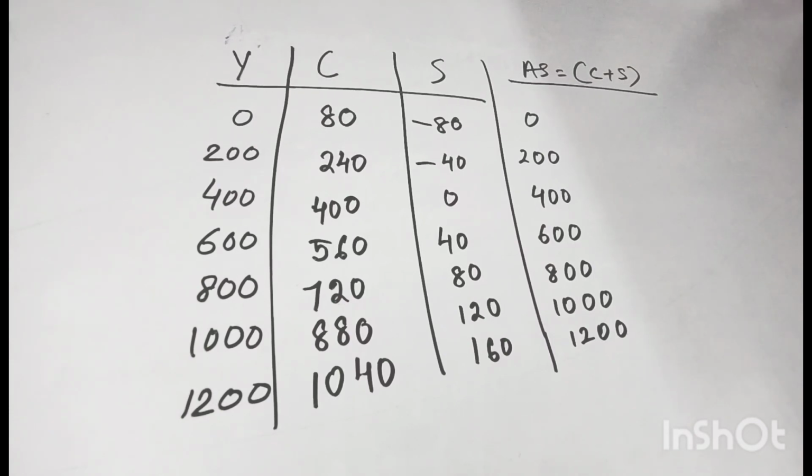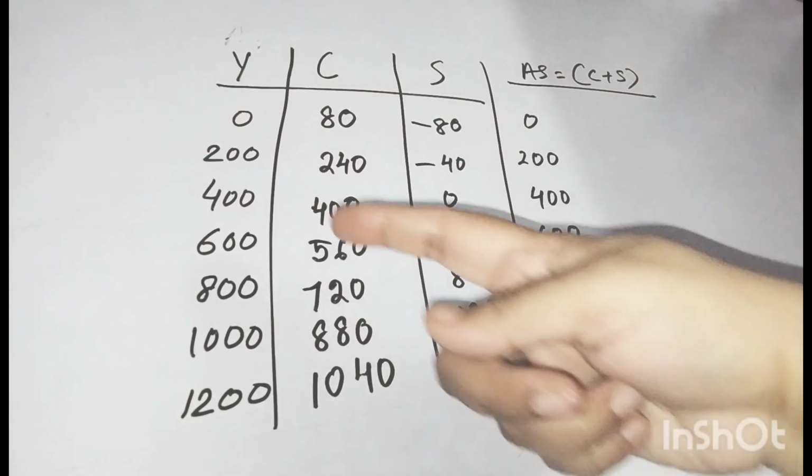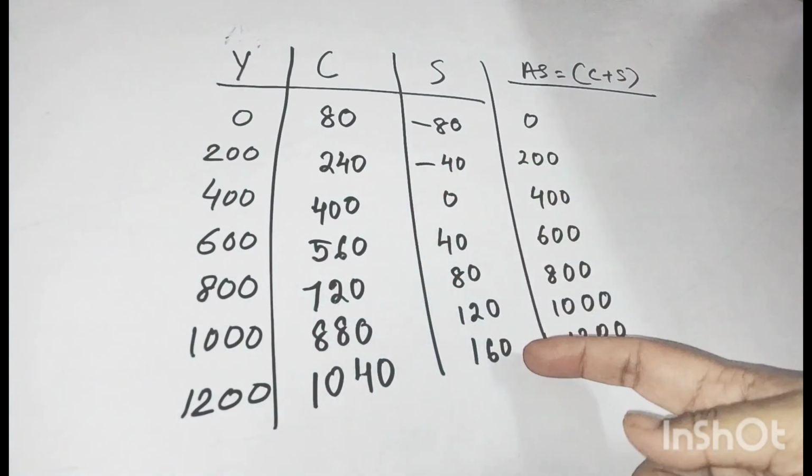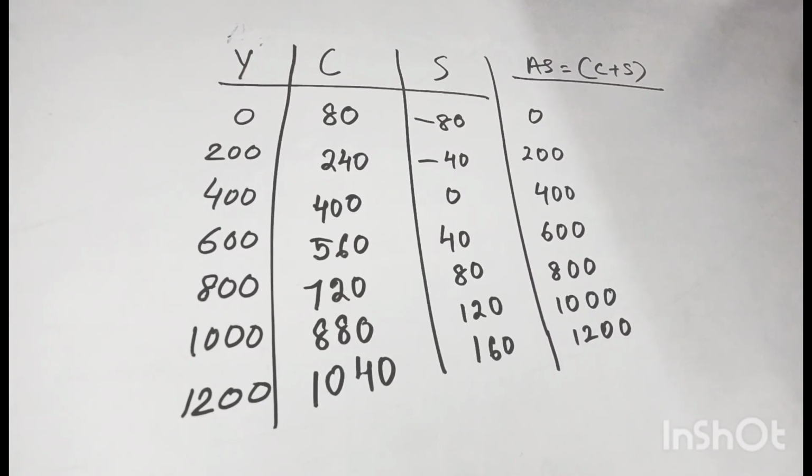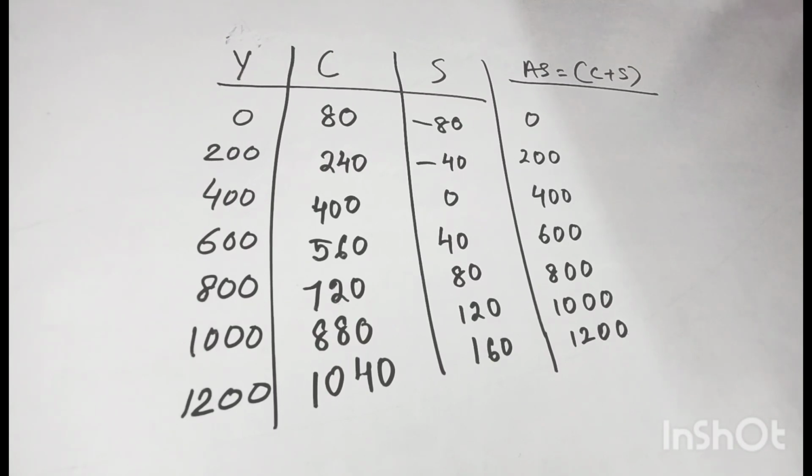As your income increases, your aggregate supply also increases, but your saving is also increasing. With the increase in income, your saving is increasing and the aggregate supply is also increasing. All this we can observe from the schedule. And your consumption is also increasing with the increase in income.